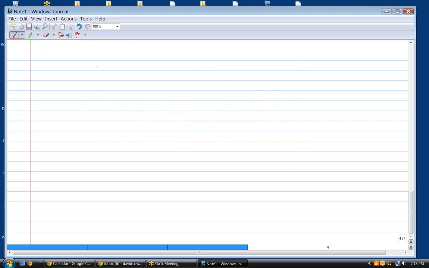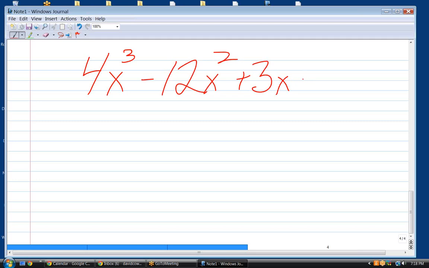Okay. The next one is 4x cubed minus 12x squared plus 3x minus 9. Is there any greatest common factor? Well, no. But don't you, for these ones, put the 4x cubed and the 12x squared together, and the 3x and the 9? Let's talk about factoring cubics, because that's what this is. This is not a quadratic, it's a cubic. And it's not easy to factor cubics.